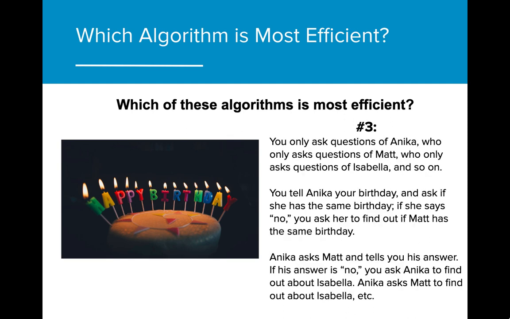In algorithm 3, you only ask questions of Anika, who asks questions of Matt, who only asks questions of Isabel, and so on. You tell Anika your birthday and ask if she has the same birthday. If she says no, you ask her to find out if Matt has the same birthday. Anika asks Matt and tells you his answer. If his answer is no, you ask Anika to find out about Isabel. Anika asks Matt to find out about Isabel, etc.